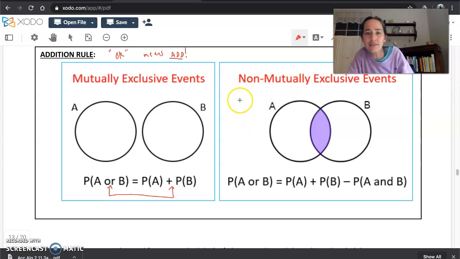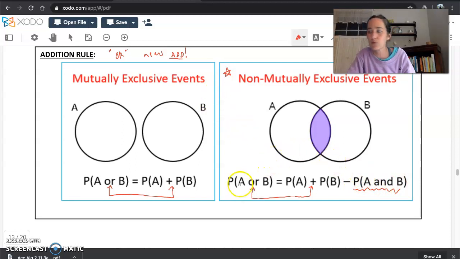For events, something to watch out for: events that have overlap, so events described that could happen simultaneously, or still means add. You're still going to add the first probability to the second probability of each of those events. You're going to subtract the overlap. Subtract the probability of the case that you double counted, that falls in case A and case B simultaneously.